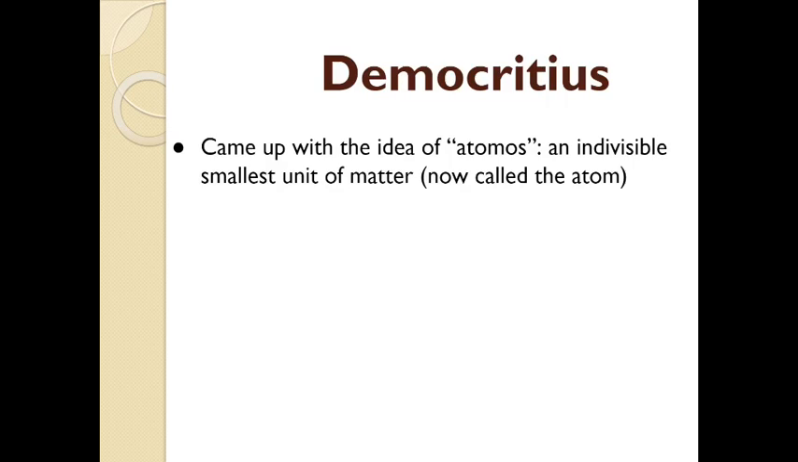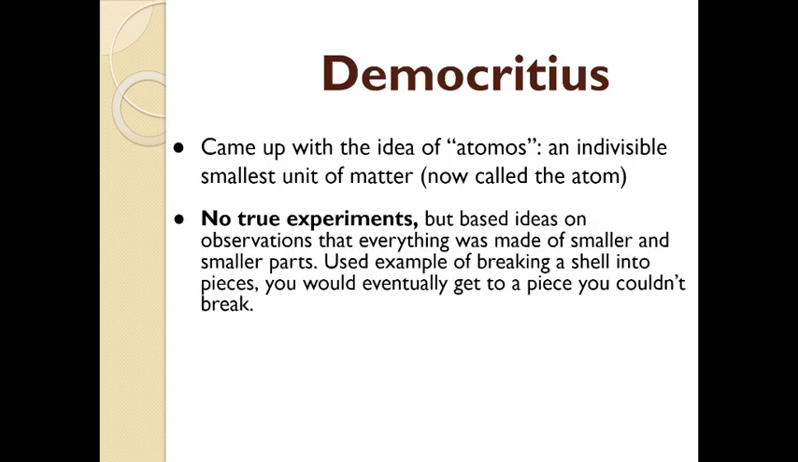Everyone else of the time thought that maybe if we had better technology, better cutting devices, you could keep cutting something down forever, just keep making it smaller and smaller. He never really did any true experiments. Remember, this is ancient Greece, but he based his ideas on everyday observations, that everything was made of smaller and smaller parts. And so he figured that there would be a point where we just could not possibly cut something down any farther, that there was going to be a smallest uncuttable or unbreakable piece, and he called that atomos, the atom, basically.